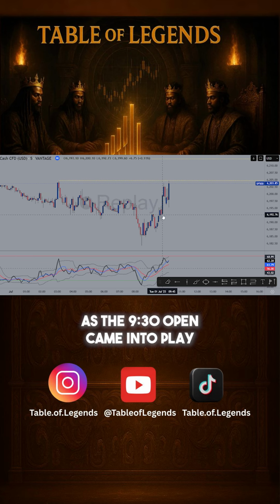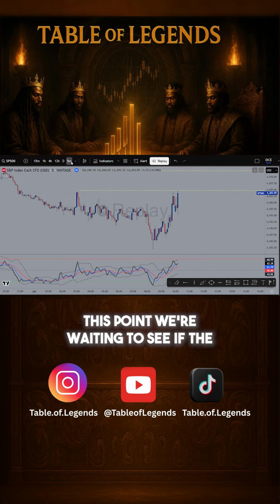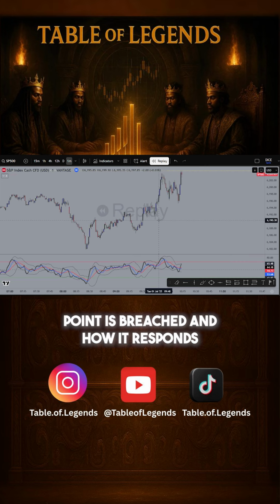As the 9:30 open came into play, it pushed the price higher and it approached our liquidity point. So at this point, we're waiting to see if the point is breached and how it responds.